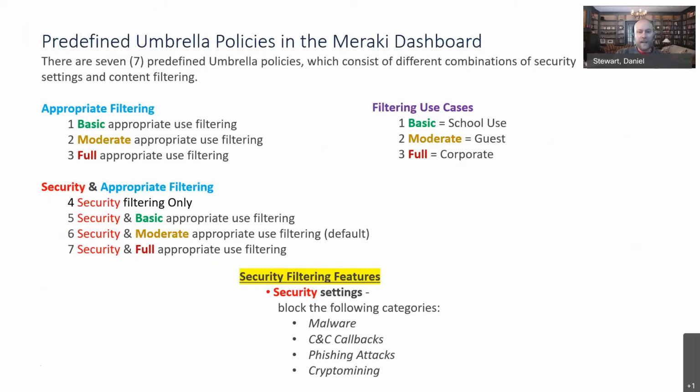In addition to that, you have the option to add security and the filtering elements from a predefined set, again, rounding out the numbers 4 through 7 of your selectable options. Those security features you see there are malware, the CNC or command and control callbacks, phishing attacks, and crypto mining, which are applied in addition to the filtering components.